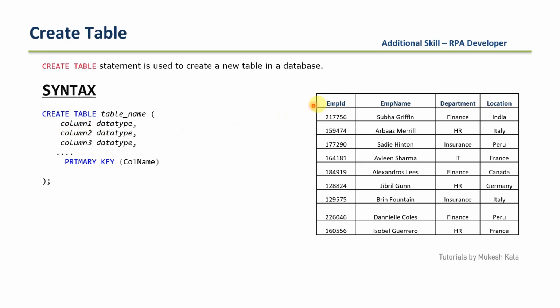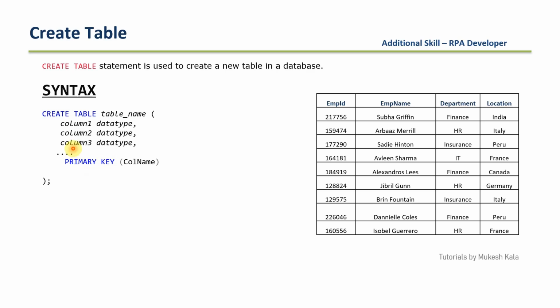So column 1 is nothing but employee ID, and then the data type. This data type is the same as what we have been discussing earlier. For us it can be an integer or big int, depending on our requirement. We put a comma and then we keep going, adding columns like this, column 1, column 2, column 3, until we have all the columns. For me, I have got 1, 2, 3, 4 columns.